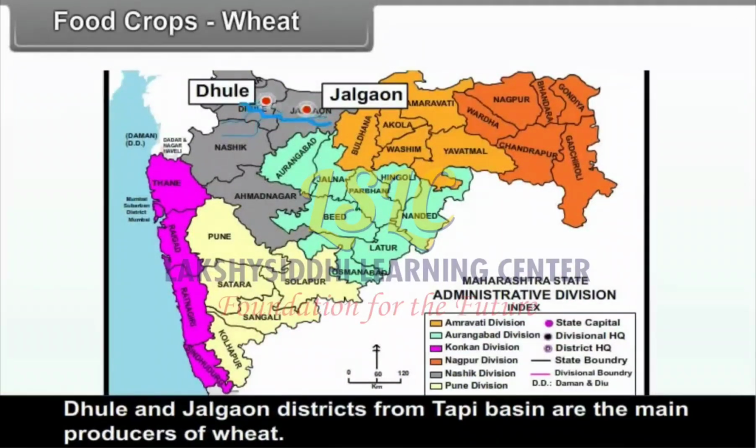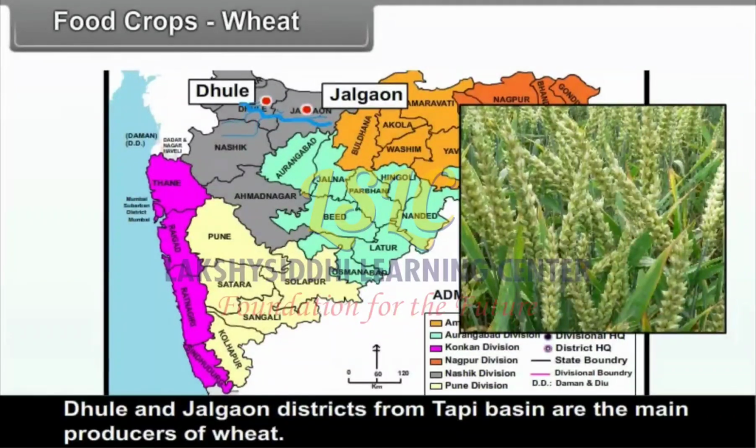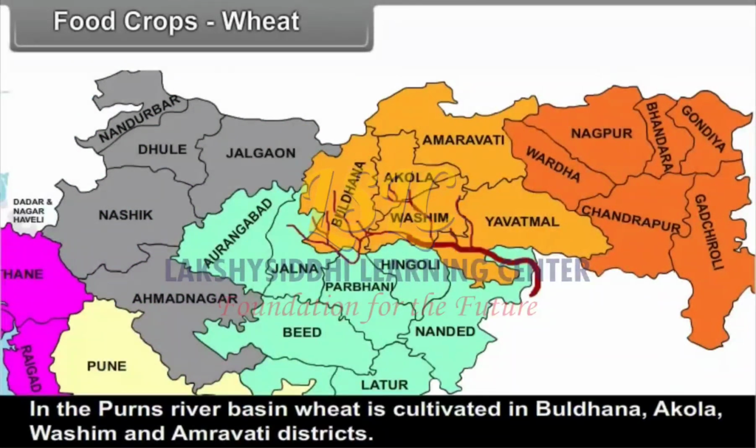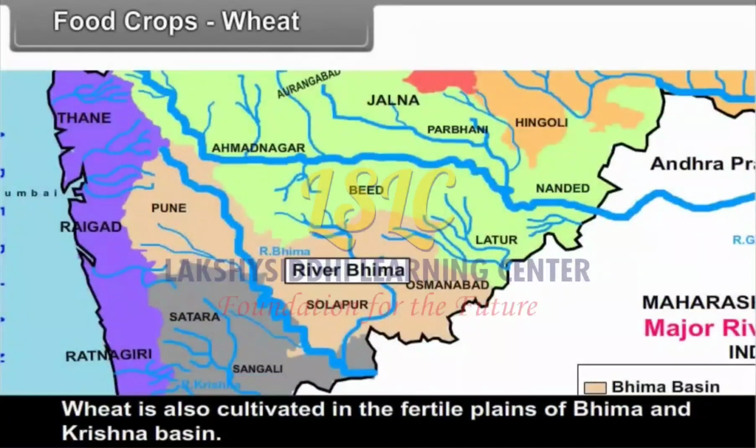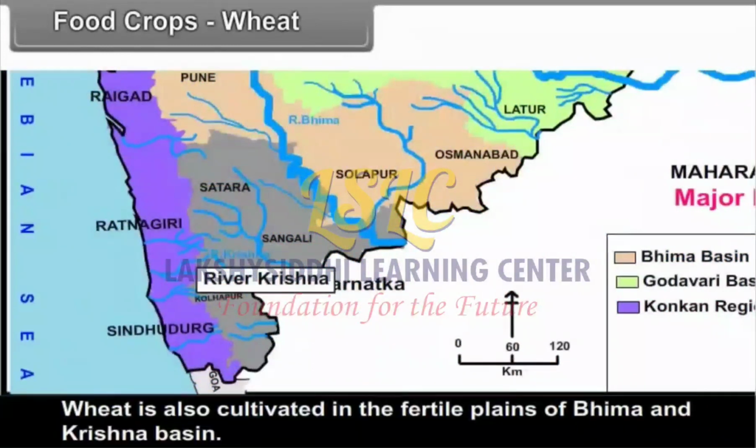Dhule and Jalgaon districts from the Tapi Basin are the main producers of wheat. In the Purna River Basin, wheat is cultivated in Buldhana, Akola, Washim and Amravati districts. Wheat is also cultivated in the fertile plains of the Bhima and Krishna basin.